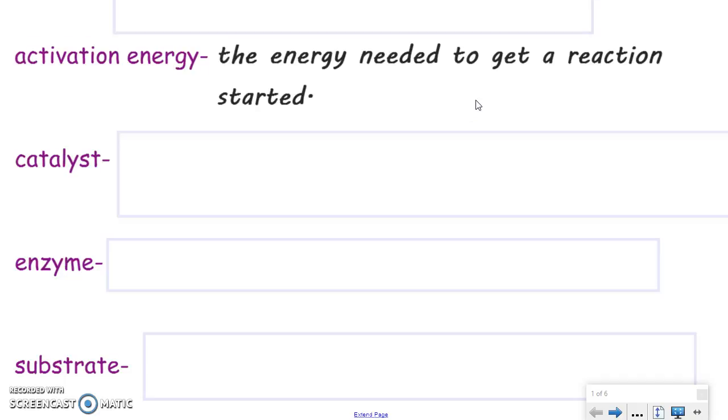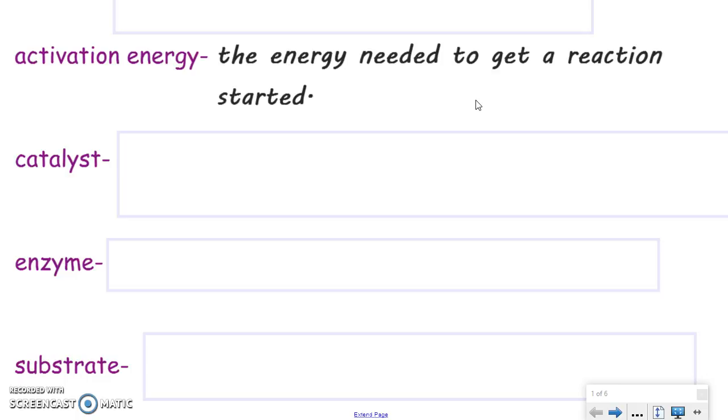Let's say I was going to start a match. All of the potential energy in that match head is ready. It just can't start itself. But as soon as I add friction, which is energy needed to get the reaction started, all of a sudden, poof, that match head is lit and it keeps going. We're going to learn that enzymes don't actually supply the energy the way friction does. They work in a different way.